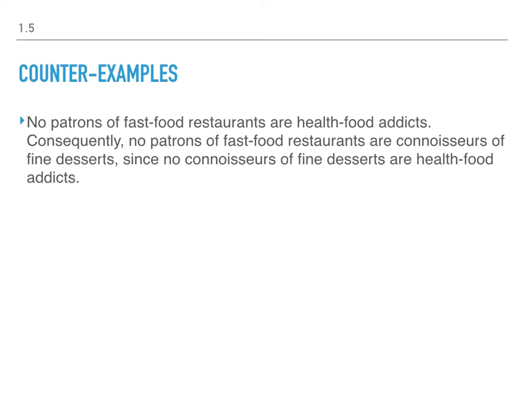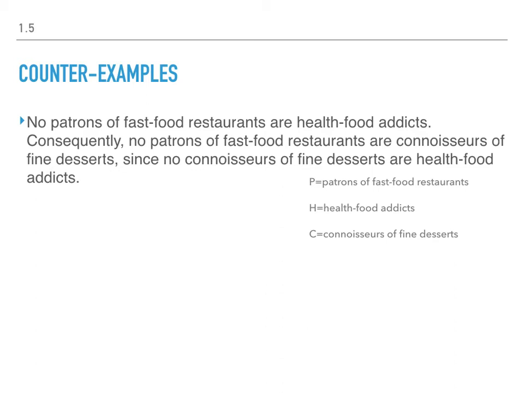The word "consequently" is there, and there's a bunch of categorical statements. So "consequently" indicates that the conclusion of this argument is that no patrons of fast food restaurants are connoisseurs of fine desserts. The other two sentences are the premises of the argument. So we do what we normally do. We identify the things that repeat. We assign them a variable.